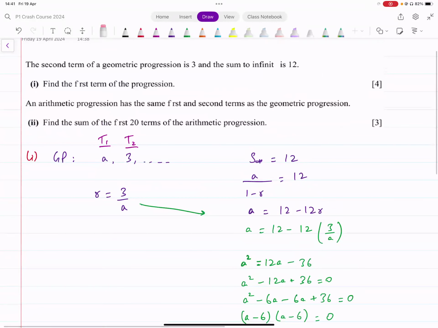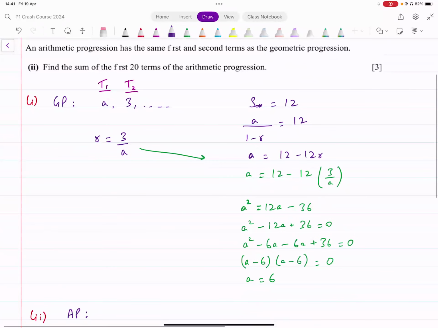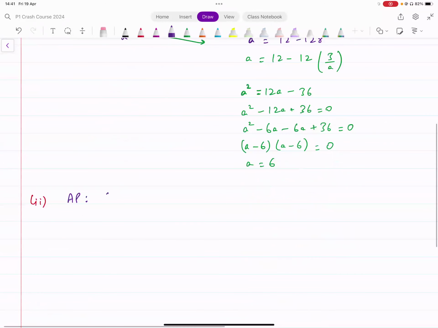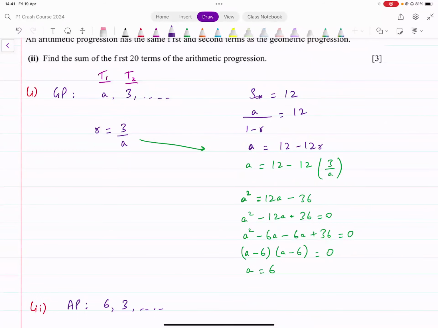It says an AP has the same first and second terms as the GP. Now we have an arithmetic progression. This has the same first and second terms as that GP. Now we have found the first term. The first term is 6. What about the second term? The second term is 3. And so on. This is an AP now. What we need to do is find the sum of the first 20 terms of the AP.